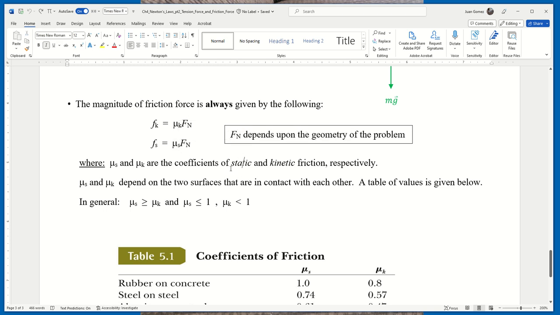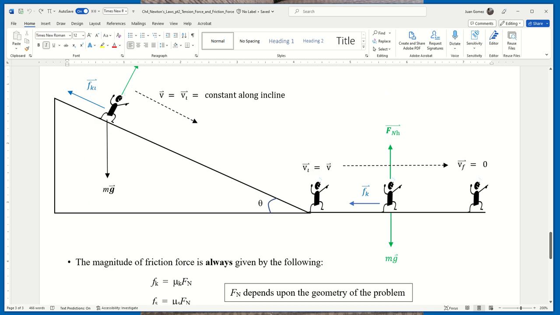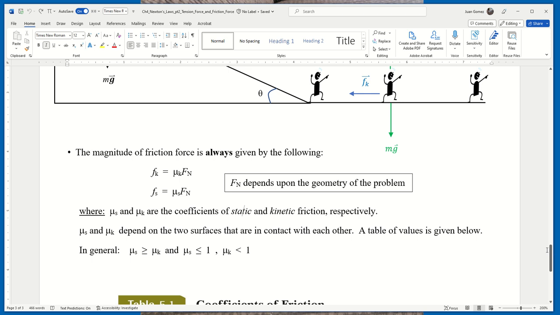Well, mu s or mu k, they depend on the two surfaces that are in contact with each other. You know, there's less friction for somebody skiing down an incline than there is between a car tire skidding on a road. So the coefficient of friction, mu k or mu s, depends on the two surfaces that are in contact with one another. Again, a surface in contact with snow is probably going to have much less friction than a surface in contact with cement.